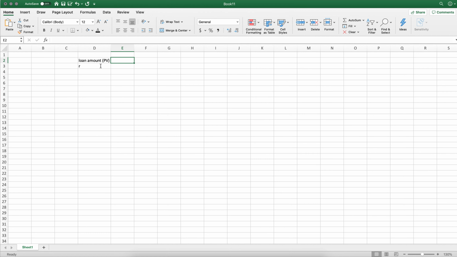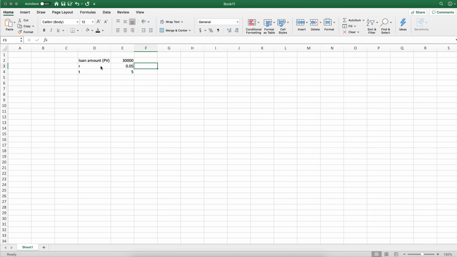Let's say that we want to buy a car because it's a little bit easier. We're going to take out a loan of $30,000. We're going to have a stated annual interest rate of 5%. We are going to do it for, let's say, 5 years, and that should be all we need.